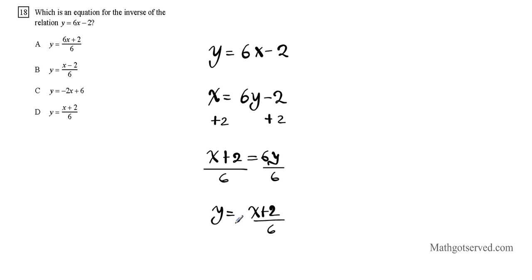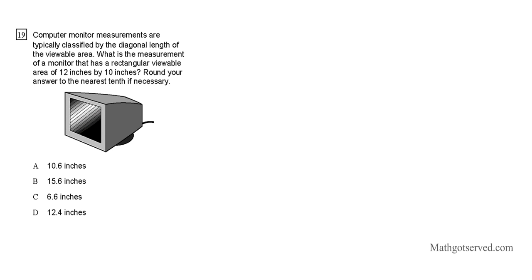So the final answer for number 18 is D. Okay? All right. Now moving along, number 19, we have a TV of this nature. And it says computer monitor measurements are typically classified by length of the diagonal of the viewable area. What is the measurement of a monitor that has a rectangular viewable area of 12 inches by 10 inches.